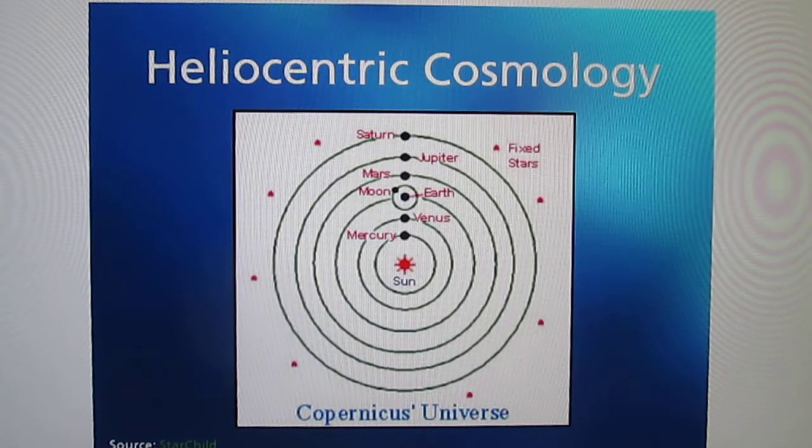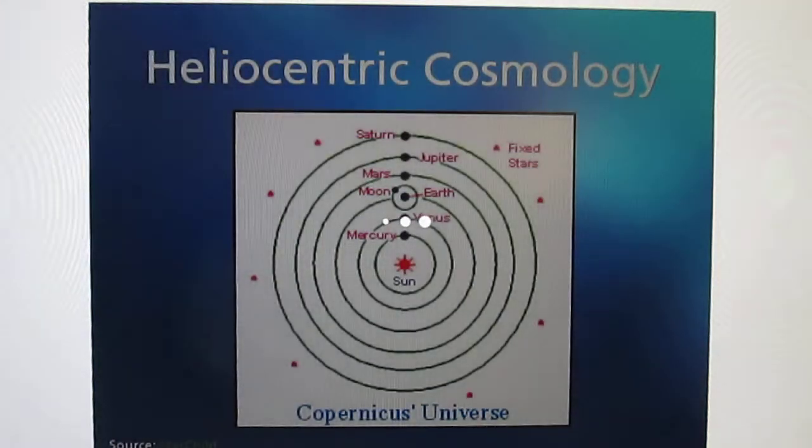Heliocentric cosmology is the correct understanding that the Earth moves and spins around the Sun. This theory would not emerge from the darkness until 1543 and the work of Nicholas Copernicus, which will be covered in Module 3.